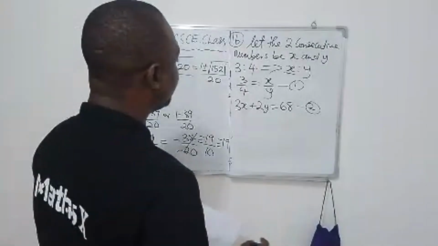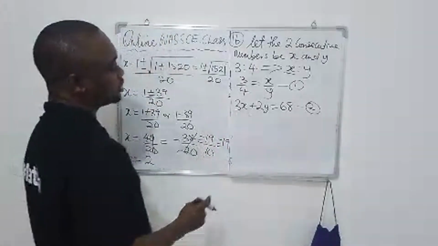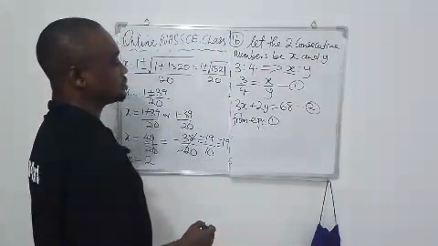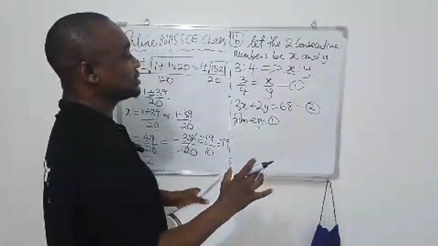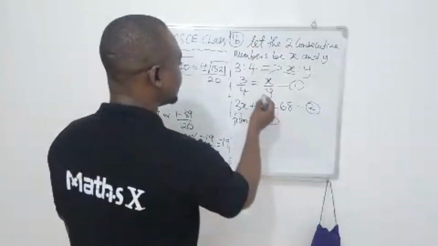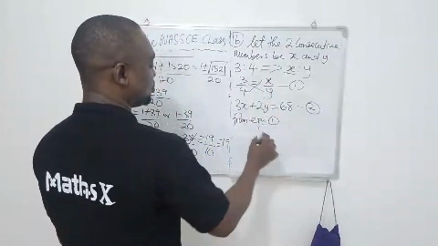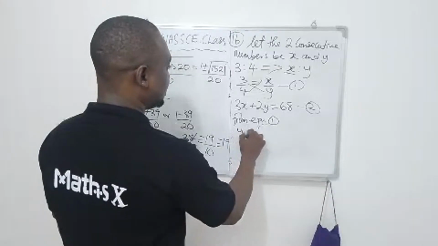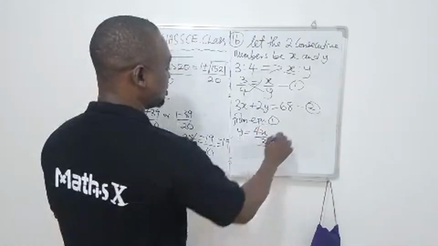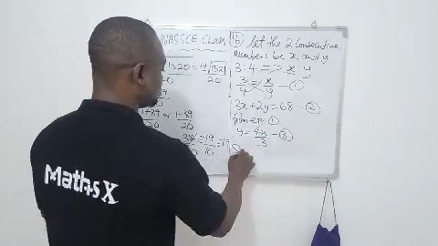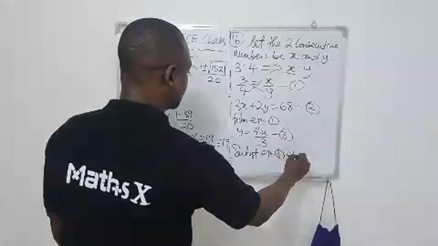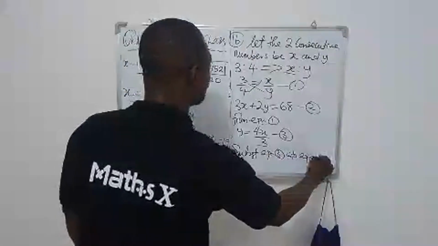All right. Having done this, we're going to solve simultaneously. So from equation 1, since we are asked to get the smaller number, x, I'm going to make y the subject. So to do that, I will cross multiply here. So that will mean that y equals 4x over 3. You can call this your equation 3. So substitute equation 3 into equation 2.